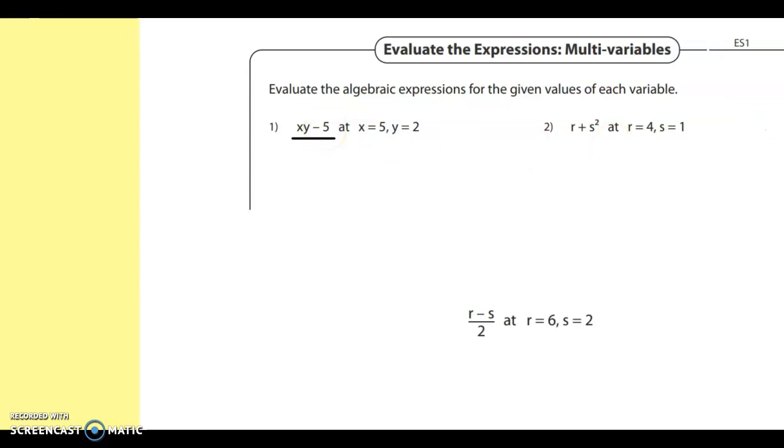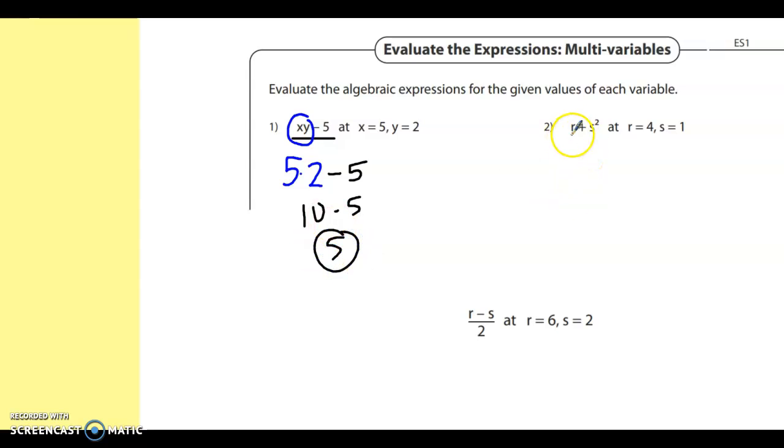So replacing those variables, x is 5 and y is 2. So again, x is 5, y is 2, and I know that they're multiplying together from my original problem. So you can use your dot, you can use parentheses, again, however you see fit or however you best show multiplication. And then the end of our expression is minus 5, so I'm going to drop that straight down. Then from there, making sure that we're following order of operations, we would do 5 times 2 first, which is 10. 10 minus 5 gives us a final answer of 5.